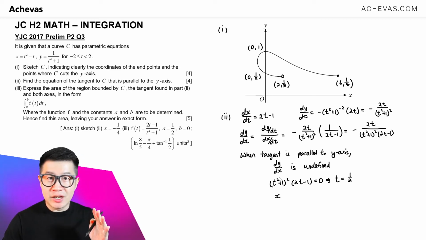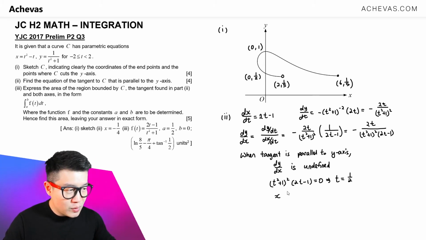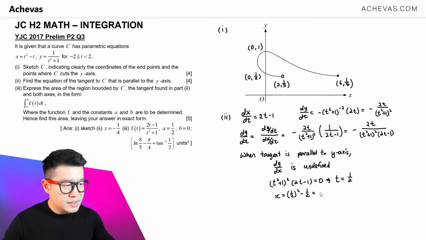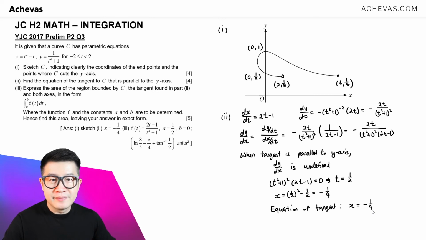Because this line, this tangent, is going to be vertical. So the equation will be x is equal to a constant. And a constant can be found when t is equal to half. Substituting it back into the x expression, it will be half squared minus half. So this gives us minus 1/4, which means that the equation of the tangent is going to be x is equal to minus 1/4.